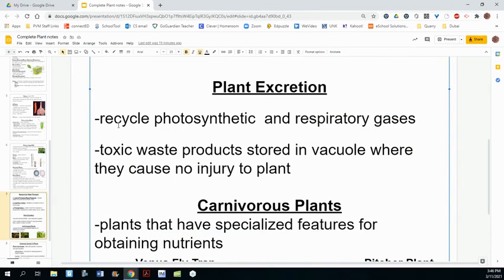Plant excretion. Plants will recycle gases that they create. So the oxygen that is generated as a waste product from photosynthesis is used for respiration. And the waste products of respiration, which is carbon dioxide, can be used in photosynthesis. Plants are great recyclers. The toxic waste that plants produce, the waste materials, are stored in vacuoles, so they're able to prevent injury to the plant.